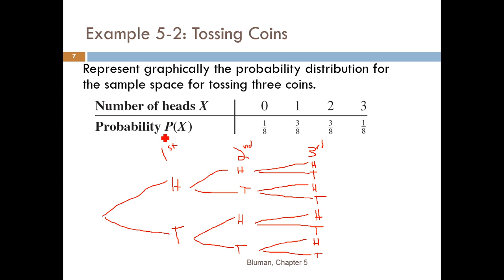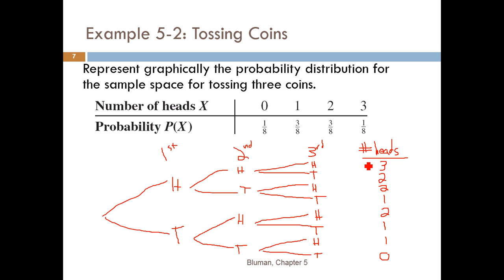We are looking for the number of heads. So how many heads does this have? Number of heads. This has got 3 of them. This one's got 2. This one has 2. This one has 1. This one has 2. This is 1. This one's got 1. And this one's got 0. So that's how they came up with these probabilities.